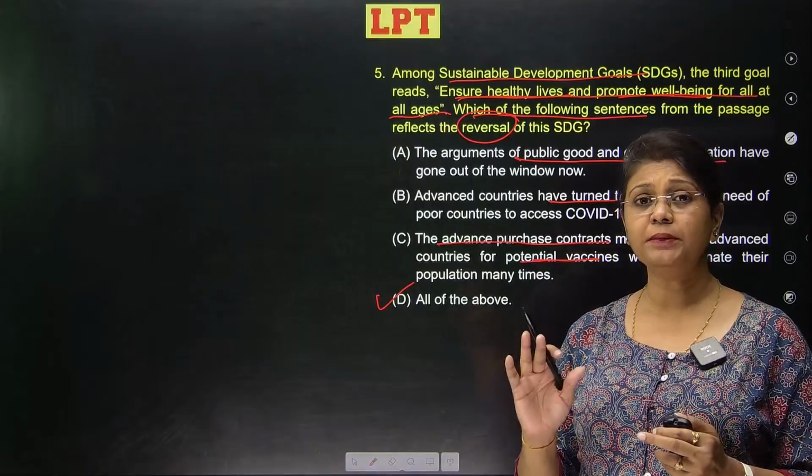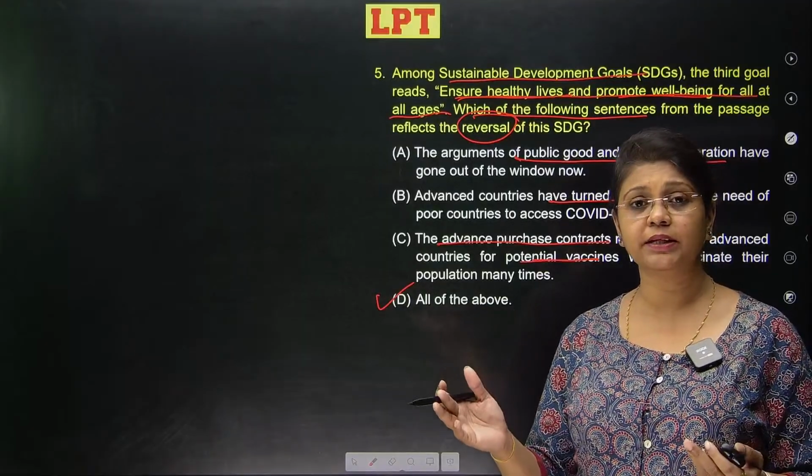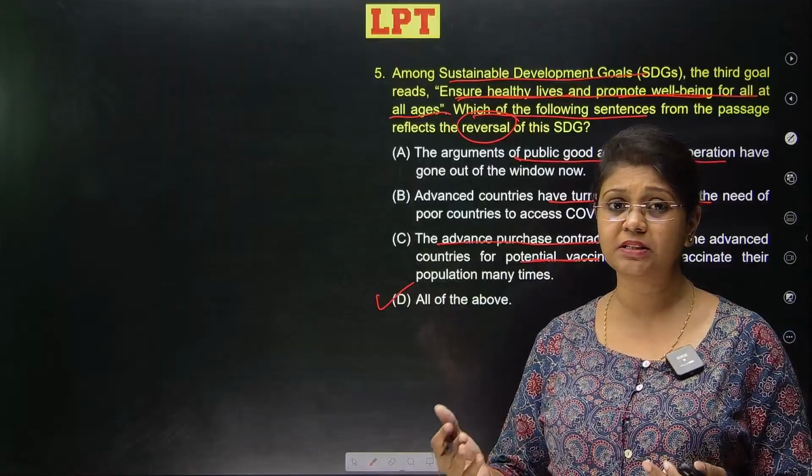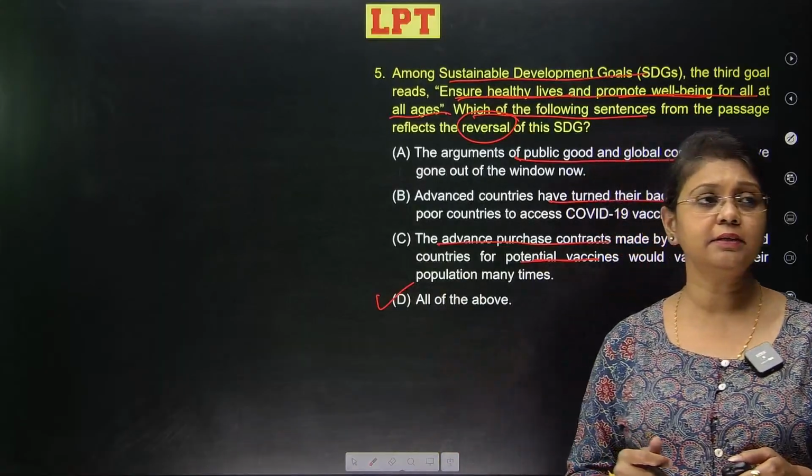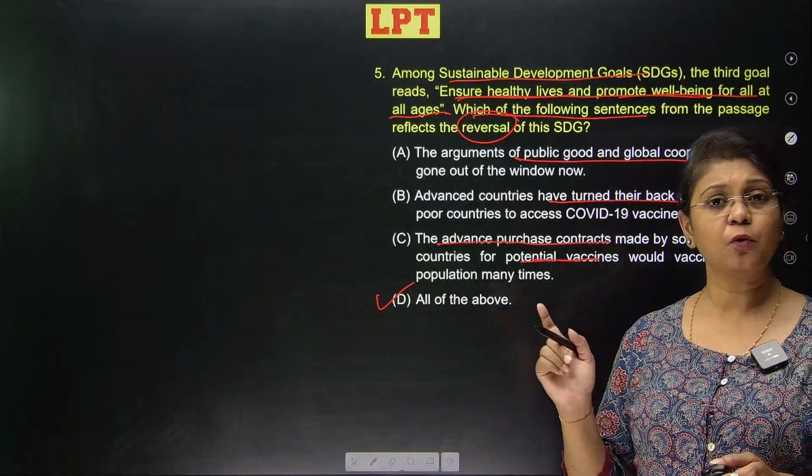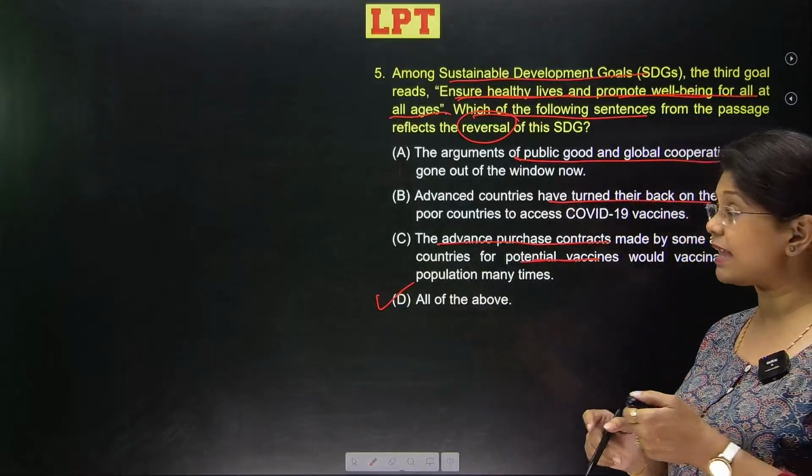Okay. I hope that makes it clear. So basically what we are doing is we are eliminating the options on the basis of logic before we arrive at the right answer. Right? I hope this makes sense. Let us go to the next passage now.